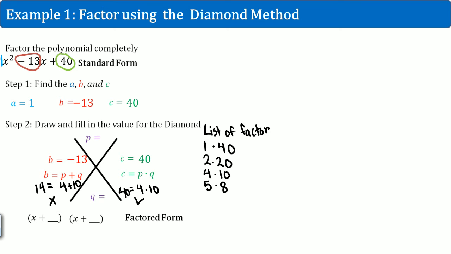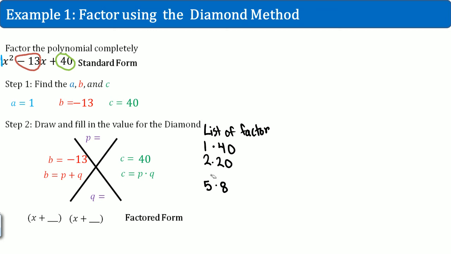That doesn't work. What about if I make them both negatives? Negative 4 times negative 10. So here it would be negative 4 plus negative 10. Does that work? No, that still gets me negative 14. So that wasn't a good choice. I wrote it out so my brain can see it.